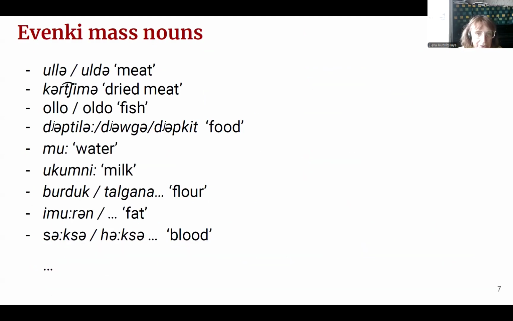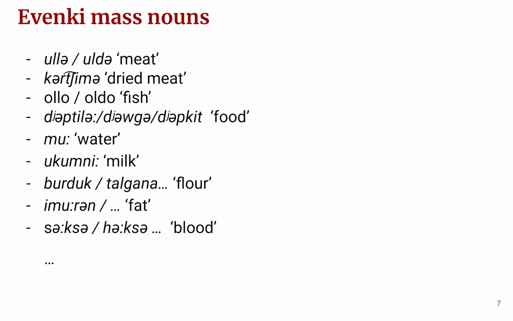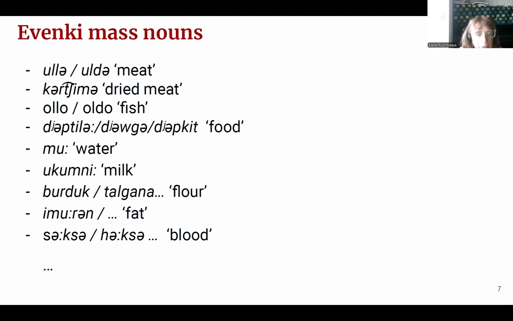The set of Evenki mass nouns that we use was formed using the realities and the set of substance names in Evenki. For instance, there are several mass nouns for food, and especially for meat, and also for milk. And also physical substances such as blood were included.